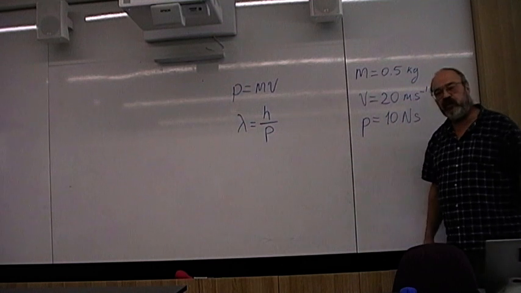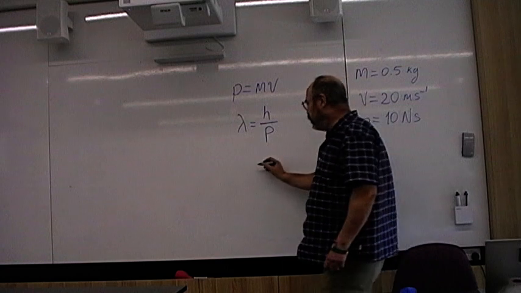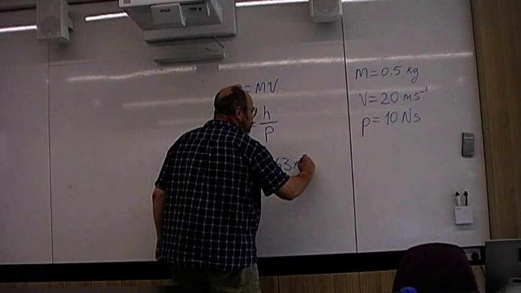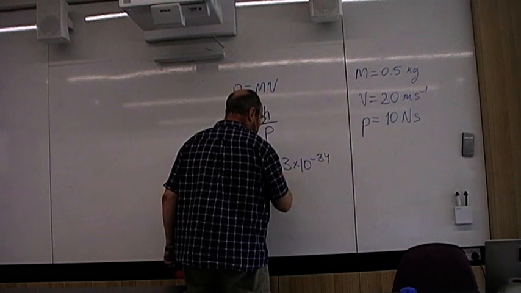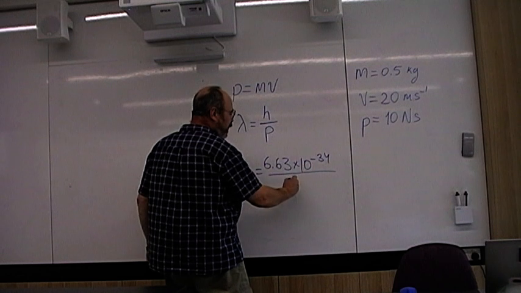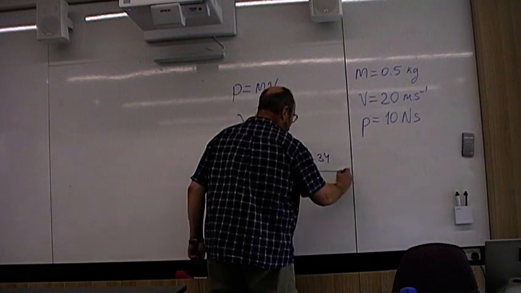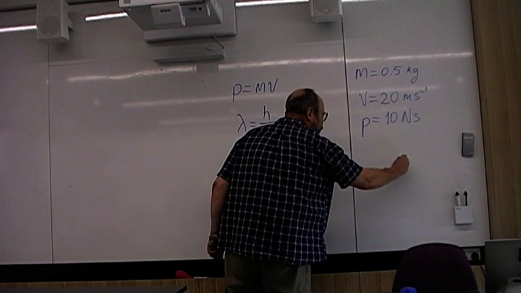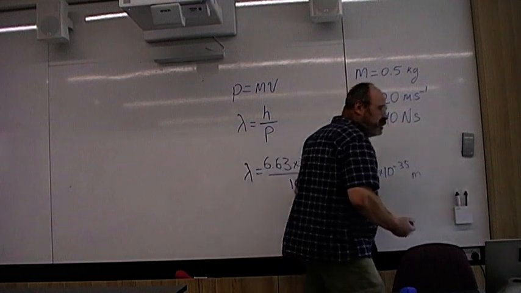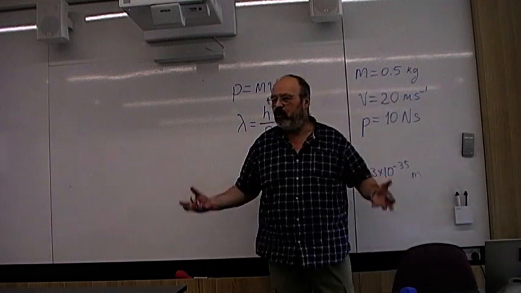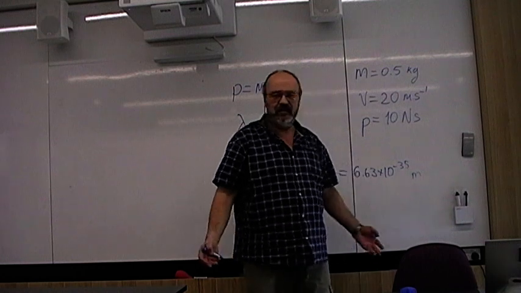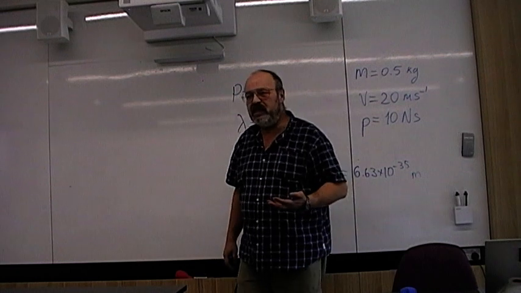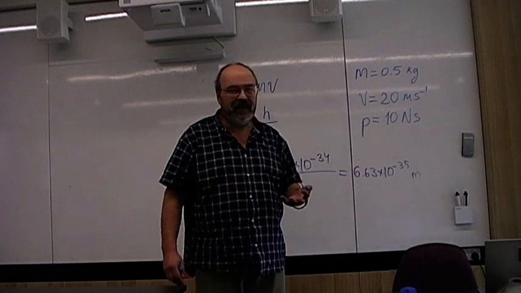Let's calculate the wavelength of this ball. Wavelength equals 6.63 times 10 to the negative 34 divided by 10, so it equals 6.63 times 10 to the negative 35 meters. Can such a small wavelength be detected? No, it's too small. That's why we don't see wave properties of matter in our everyday life.